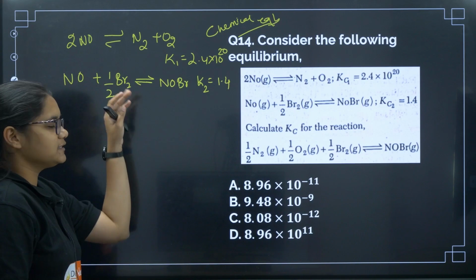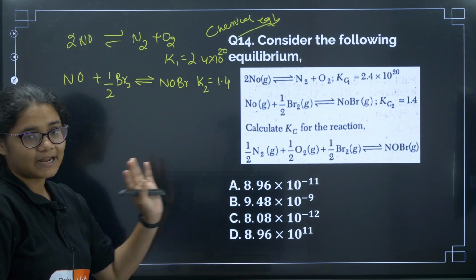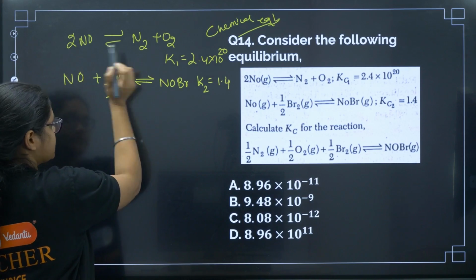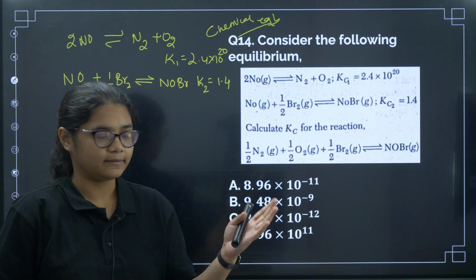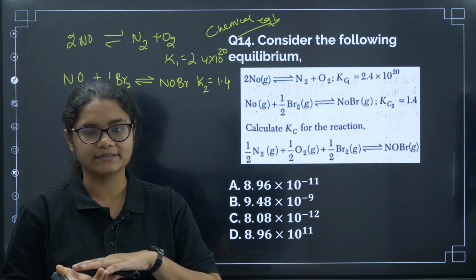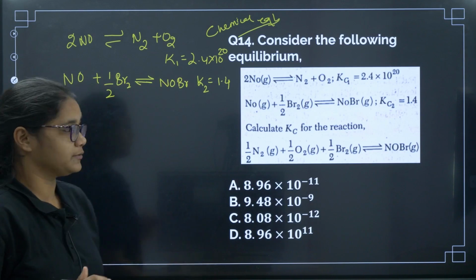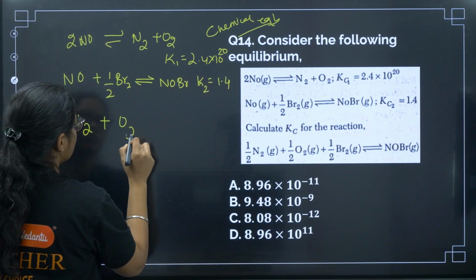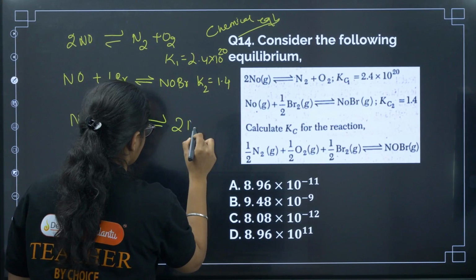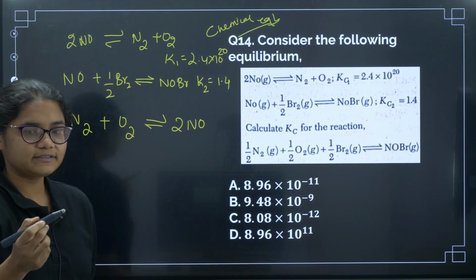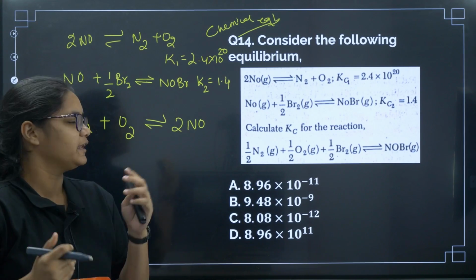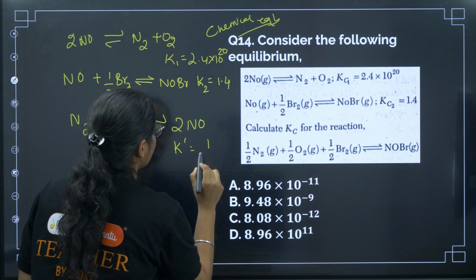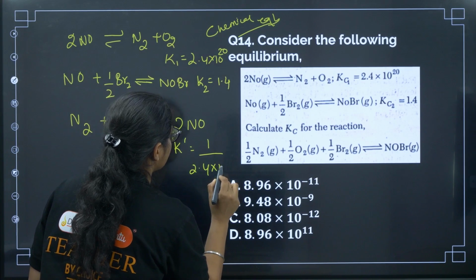So we have to arrange these reactions to get the desired reaction. Now if you see, N2 and O2 is in the first reaction, but they are on the product side. In the required equation, they are in the reactant side. So we can reverse the first reaction. If you reverse the first reaction, we will get N2 plus O2 gives 2NO. So when a reaction is reversed, the equilibrium constant becomes inverse of that one. So here this value will be 1 by 2.4 into 10 to the power of 20.